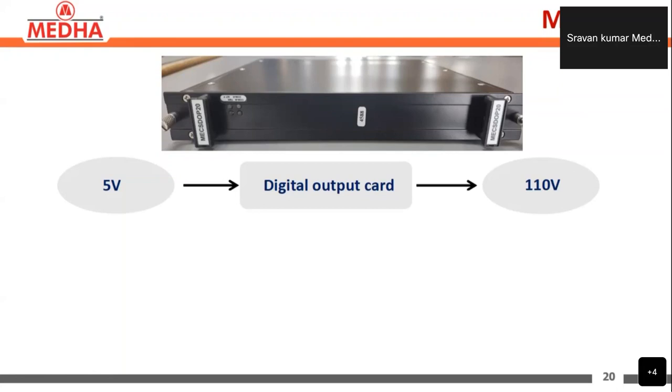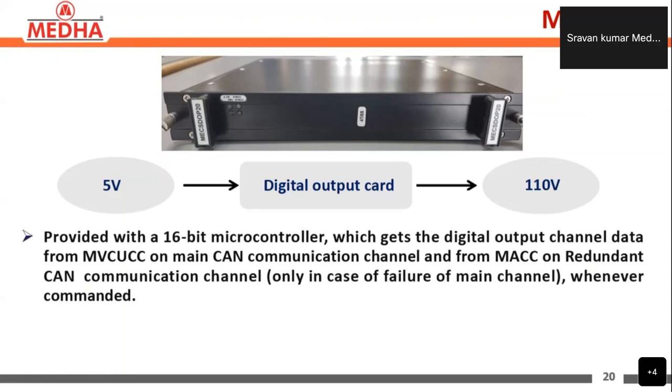In the digital output card, we have a 16-bit microcontroller. As we have discussed, the digital output channel data comes from MVCUCC, the control card, on the main communication channel, and from ACC on the redundant communication channel, only in the case of main channel failure.